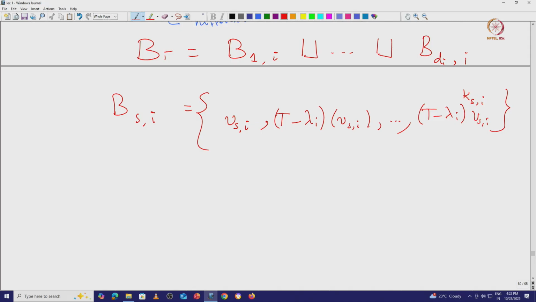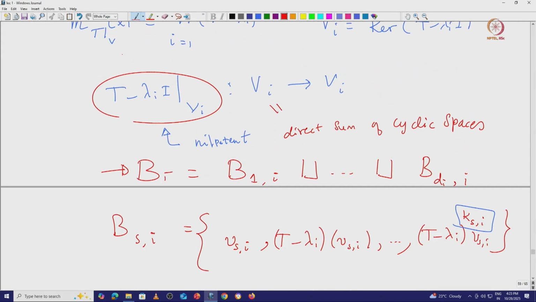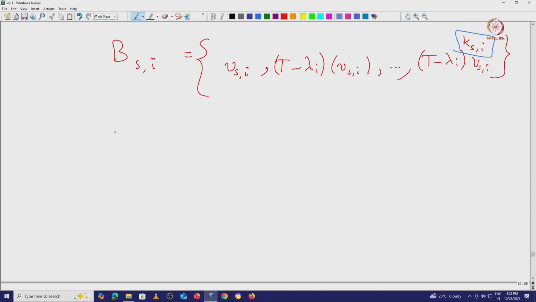So, note that computing these dimensions is not that easy, but we have an algorithm to do those computations. But we have this basis of the cyclic subspace, and if we put together these bases, we will get a basis of this particular ith generalized eigenspace.